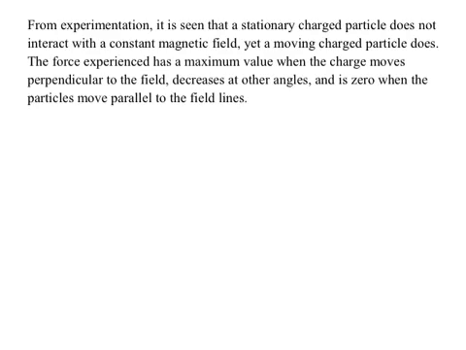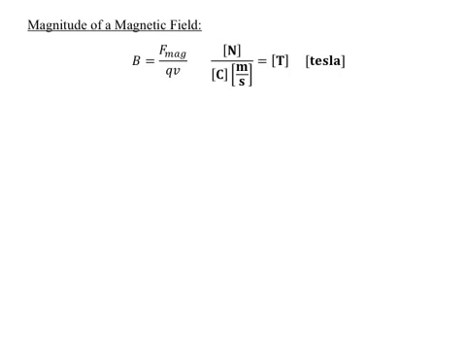At other angles it is decreased, and when it's moving parallel to the field lines, it's actually not feeling that force at all. So it cannot be moving in the same direction as the field lines in these examples we're looking at. Our formula here is going to be B, the magnetic field strength, equals F mag, the magnetic force, over the product of the charge and the velocity of the particle. The units here are going to be Tesla.